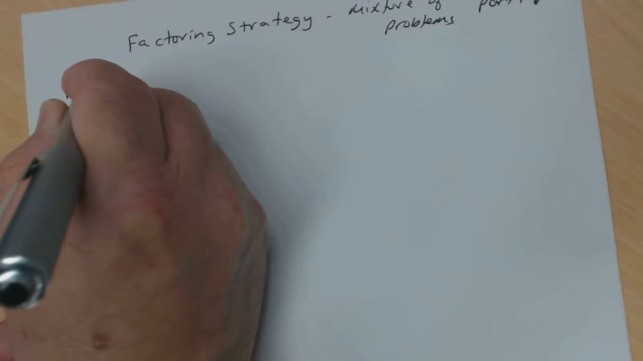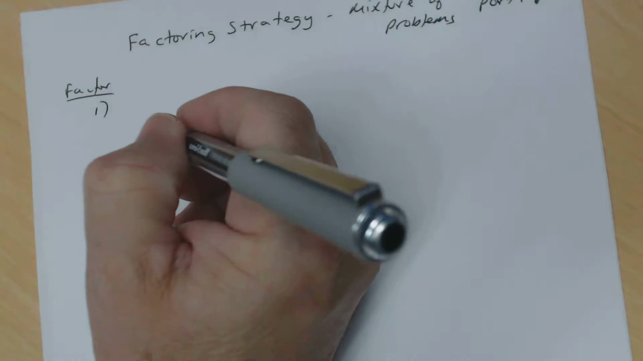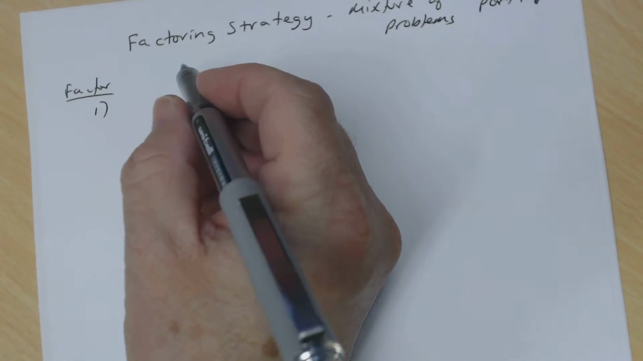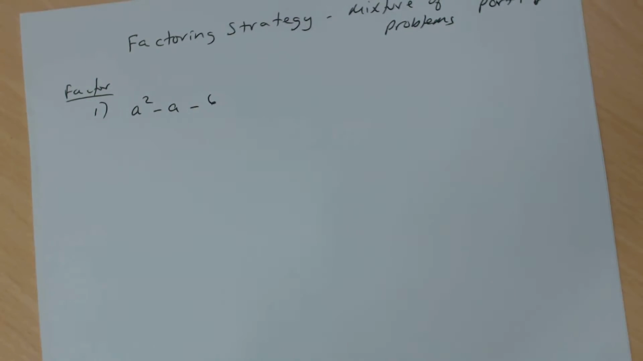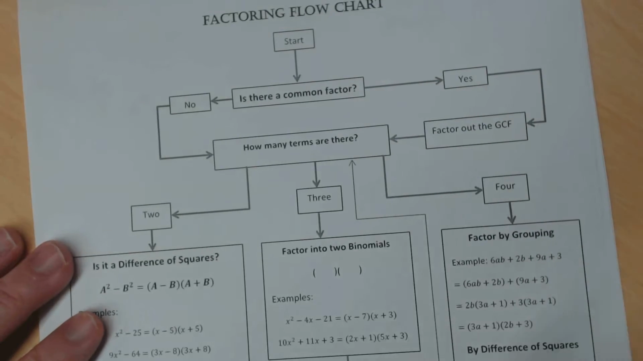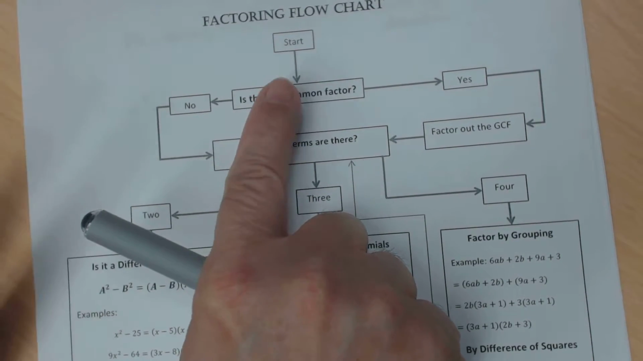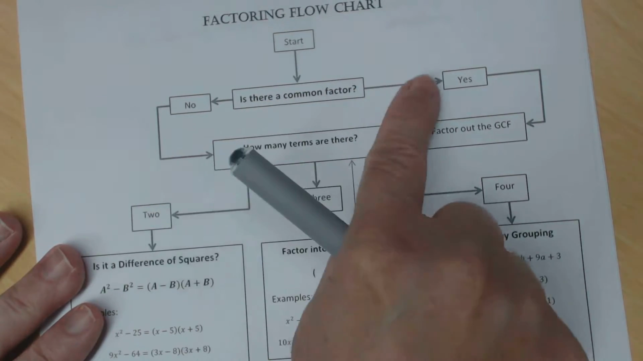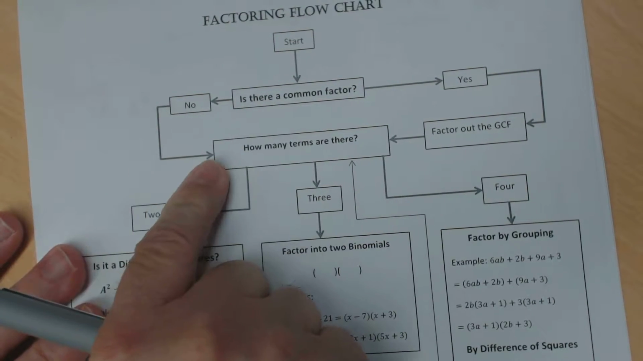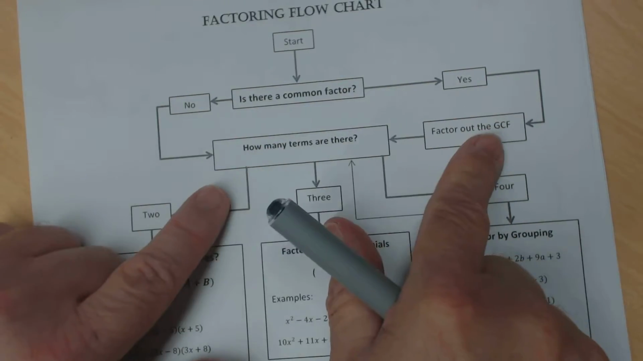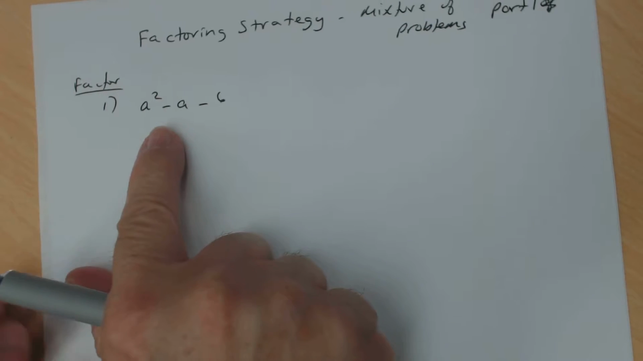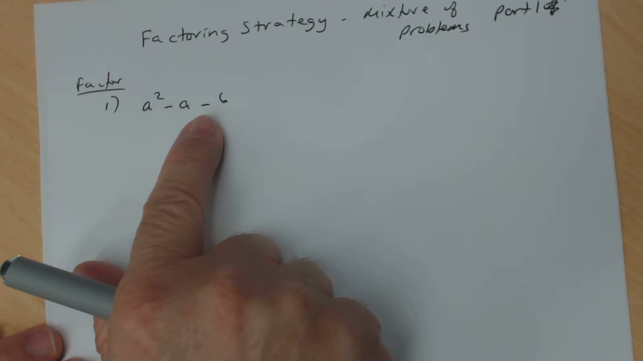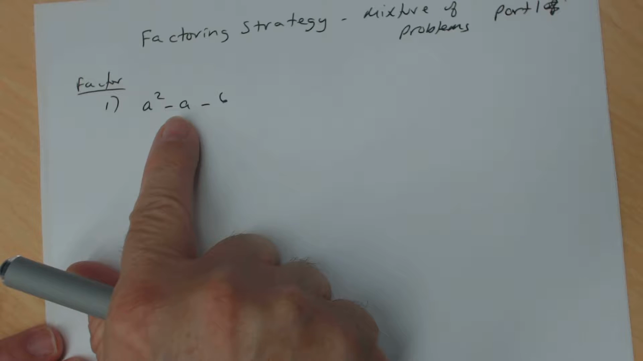So we're going to factor. All right, number 1. Suppose we had a squared minus a minus 6. So a squared minus a minus 6. All right, so remember, the first thing you do is ask yourself, is there a common factor other than 1? So is there a common factor other than 1? If yes, you factor out the GCF. If no, you go to this point. Once you factor out the GCF, you ask yourself how many terms there are. All right, so here we go. The GCF is 1. So there are 3 terms.